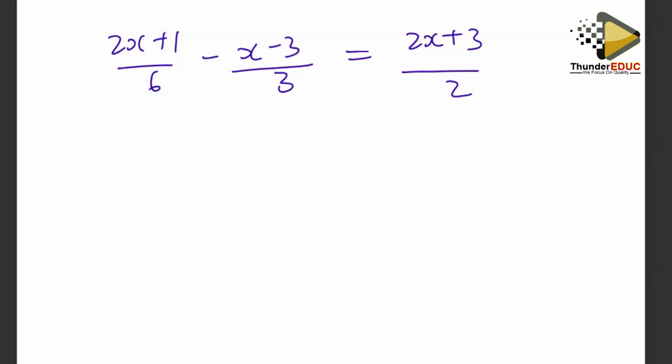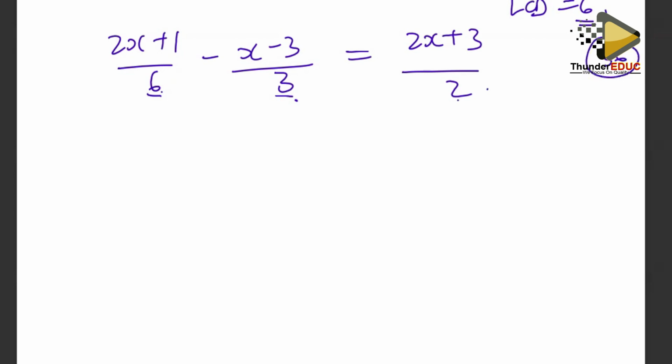So this is a 6. I know that this is a 3 and a 2. If I multiply 3 and 2, it's going to give me a 6, which means the LCD is going to be 6. Now, if you don't know how to determine the LCD, you can just multiply these numbers, 6 times 3 times 2, and you will get 36.